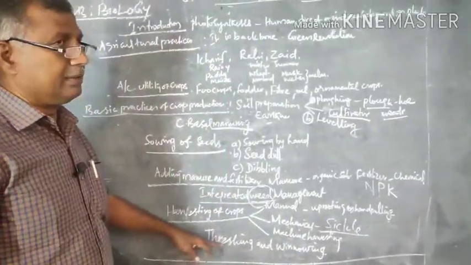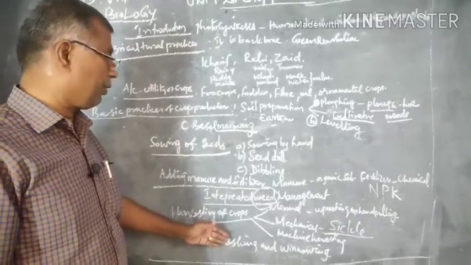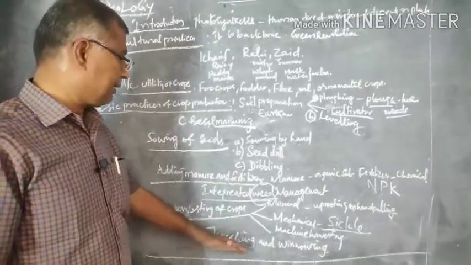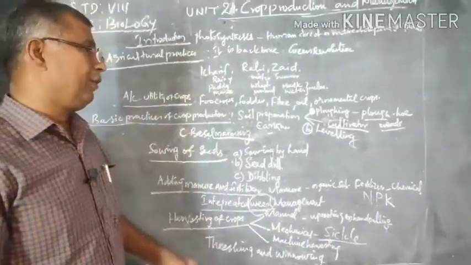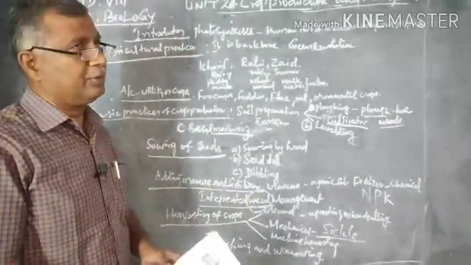Understand? Separating the seed from the plant is called threshing, and separating the chaff from the seed is called winnowing. Understand?